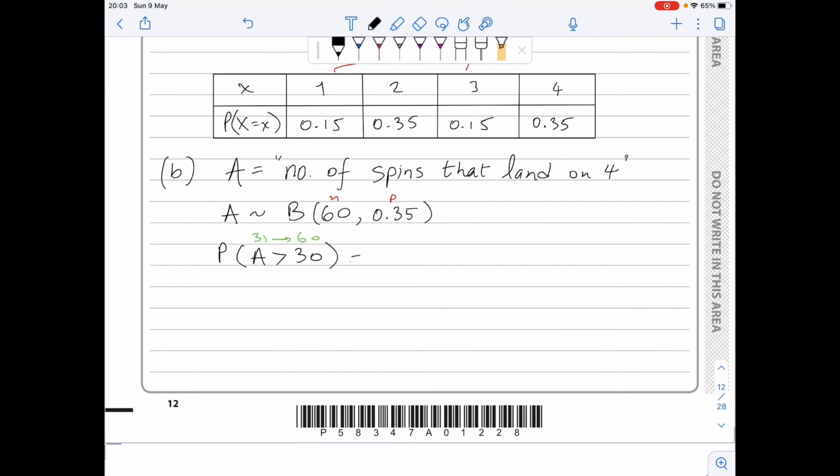And this is equivalent to 1 minus probability, and I need here to exclude 0 to 30. So I'm going to write a is less than or equal to 30. And I'm going to use binomial CD to do this. So this is equal to 1 minus 0.99411, which is equal to 0.00589.